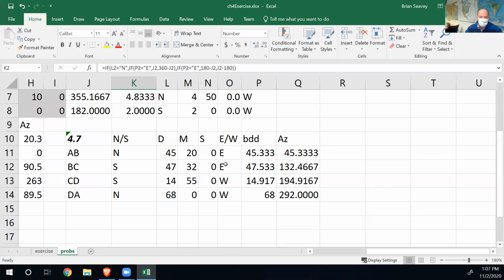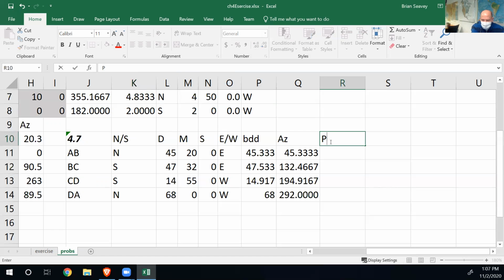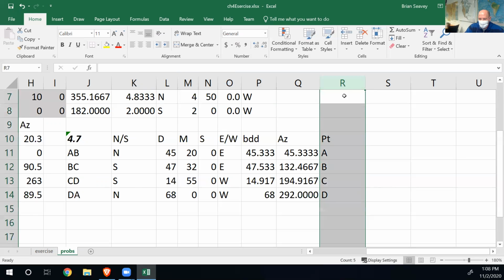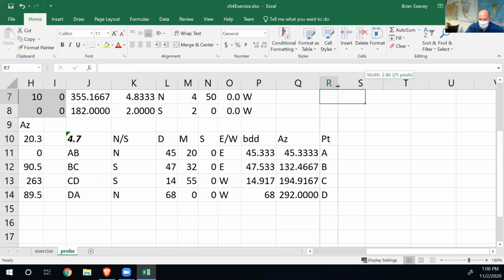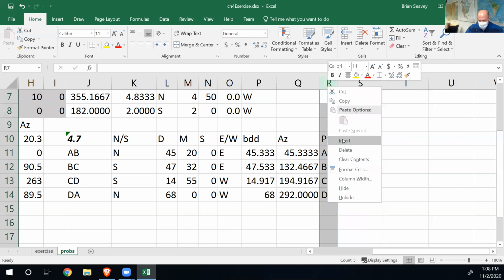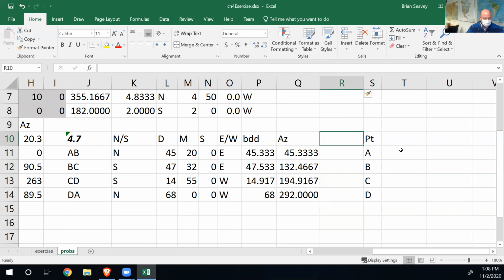So let's start with B, right? So I'm looking at B to C. So maybe I'll put point A, B, C, and D, just so I know what I'm talking about here, right? So I'm going to start right here because that's where we started on the board. I'm going to insert a column here, and I need the back azimuth, right? Remember the formula for back azimuth?